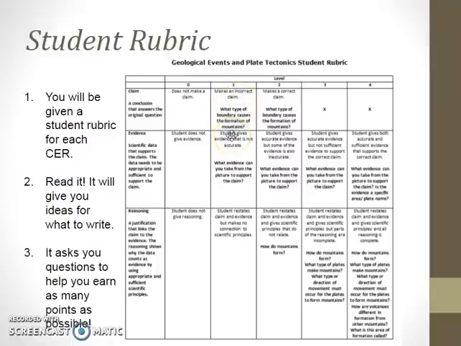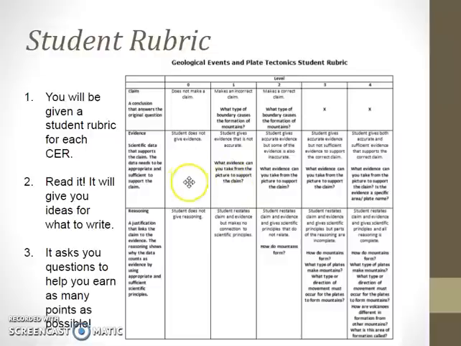And here it says what type of boundary causes the formation of mountains. And here it has the same question. You have to explain the difference between when it forms a mountain and when it forms a volcano. But each rubric's going to be different. And you get 2 points if you make a correct claim. So you can make 2 points on the claim.